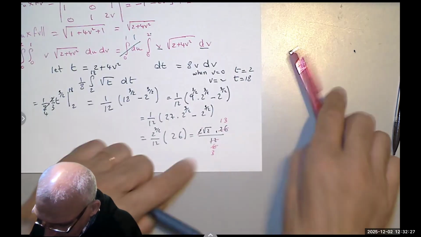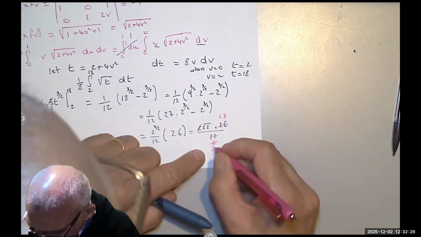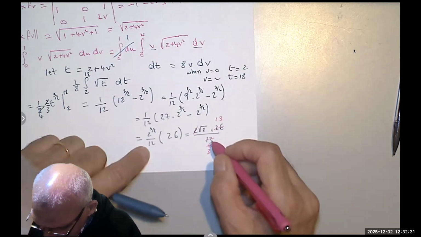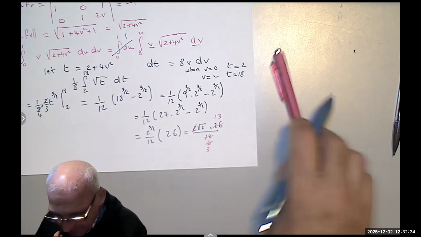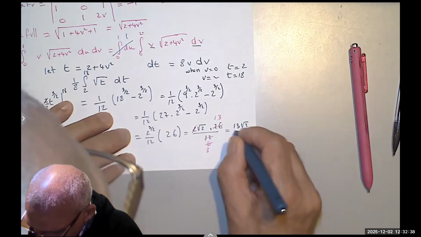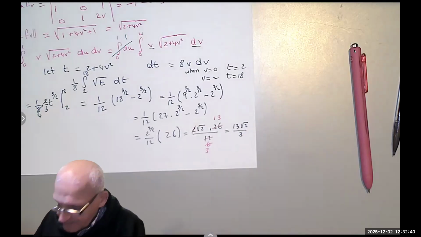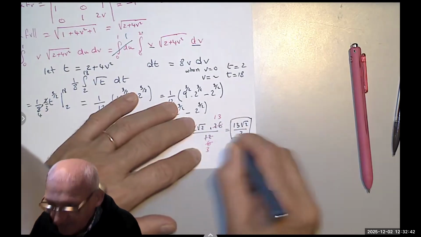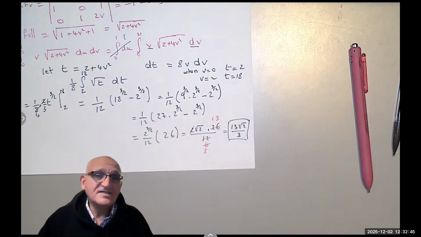Oh, I'm sorry. I simplify by 2. And yeah, 2 I divide by 4, right? So I get 13 root 2 over 3. This is the first example.